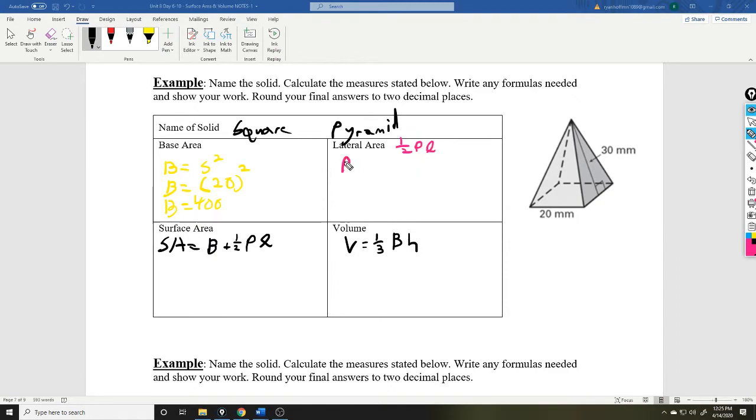Lateral area. This is also pretty easy. Perimeter, we add up all the sides. Well, all the sides are 20. And in a square, we have 4 sides. So 20 and 20 and 20 and 20 is 80. 20, 40, 60, 80. Slant height, we're scaling up the pyramid. Here's our slant height. It's 30. That time it was given to us. So when we do 1/2 perimeter times slant height, we're going to go 1/2 times 80 times 30. And that's going to be 1,200.